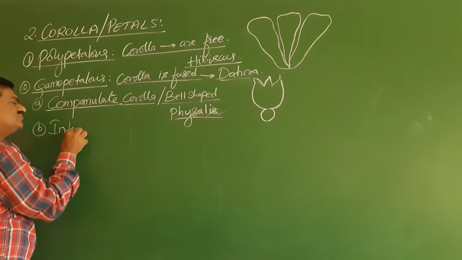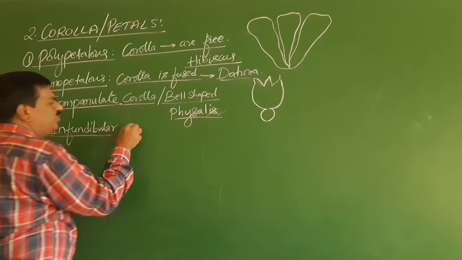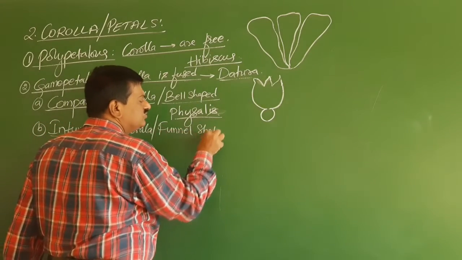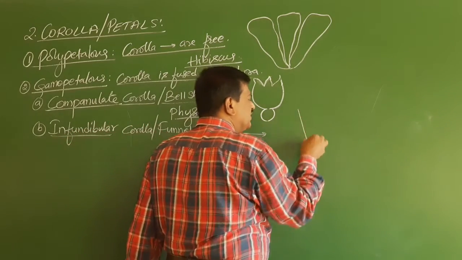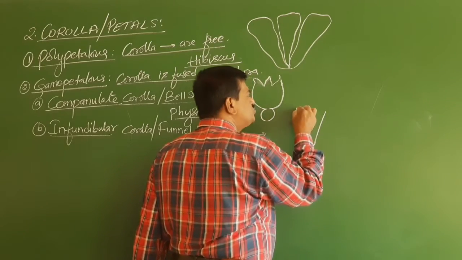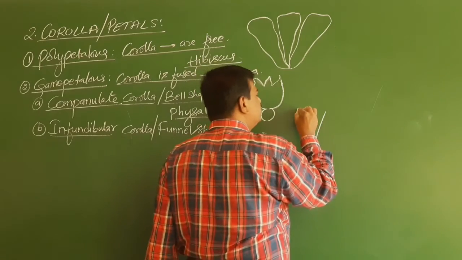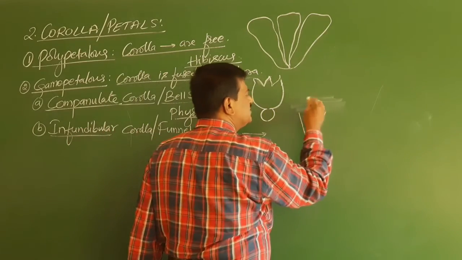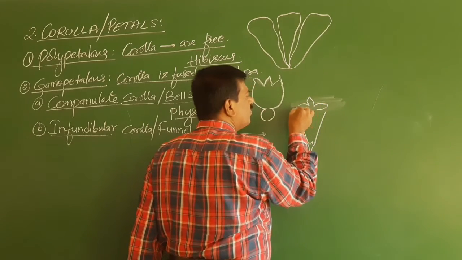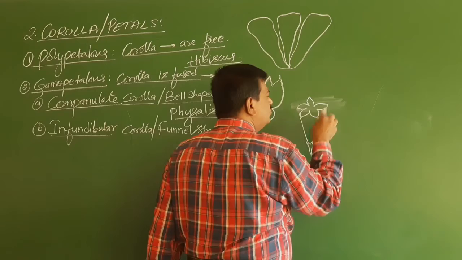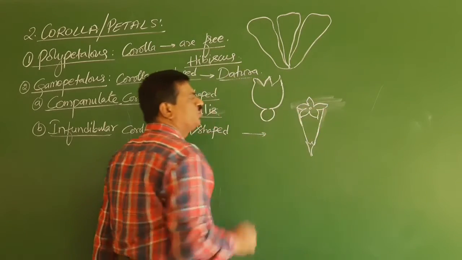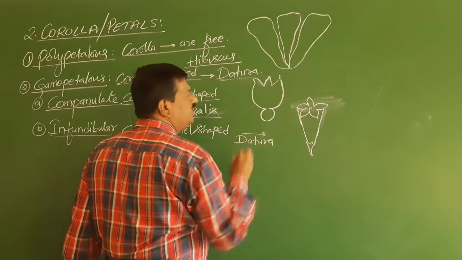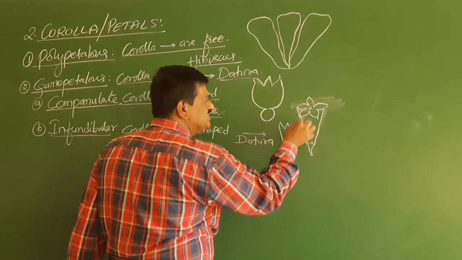So in infundibular corolla, this is funnel shaped. Here we see that the corolla is fused in the form of a funnel. It can be noticed like this, or we can write this in this manner. So it is fused like this, and this is also called as funnel shape. This can be noticed in Datura, it is in the form of a funnel shape. You can write like this or like this.